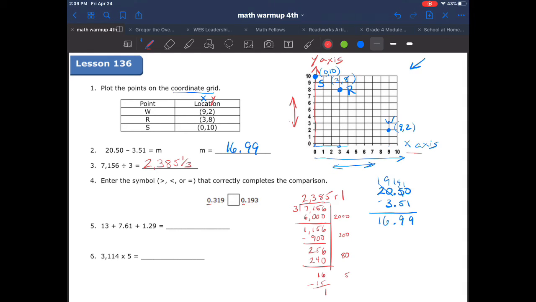Okay, the symbol that correctly completes the comparison. We've got zeros in both, but then we've got 3 tenths, which is more than 1/10, so this one has to be more. Here we've got a bunch of adding, and again, the key is to just make sure that the decimal gets lined up.